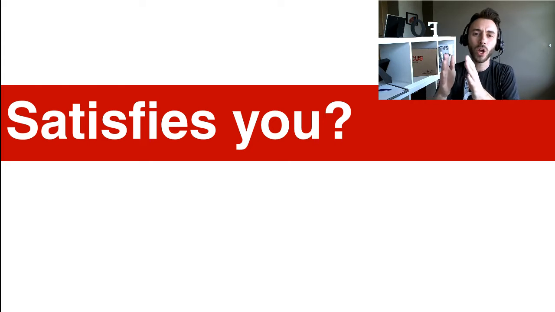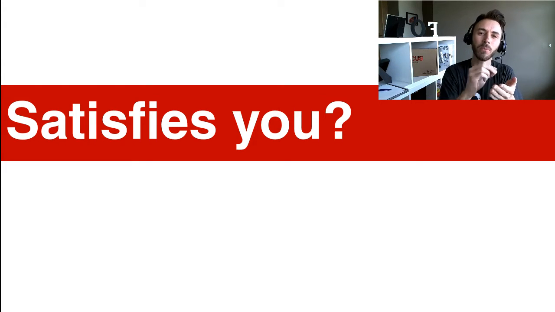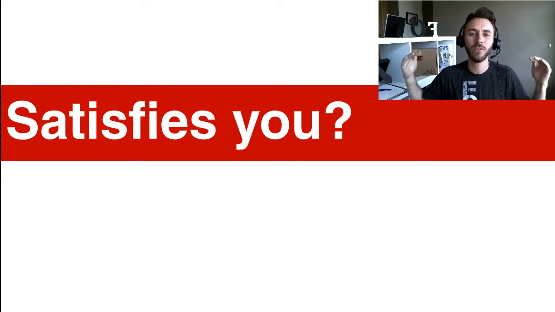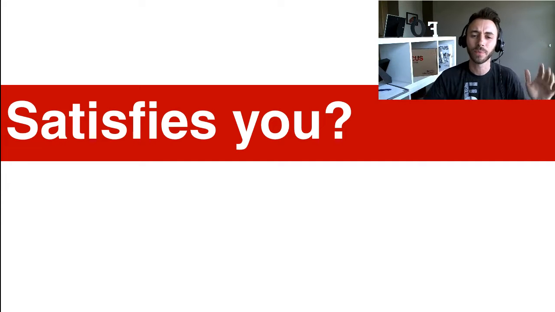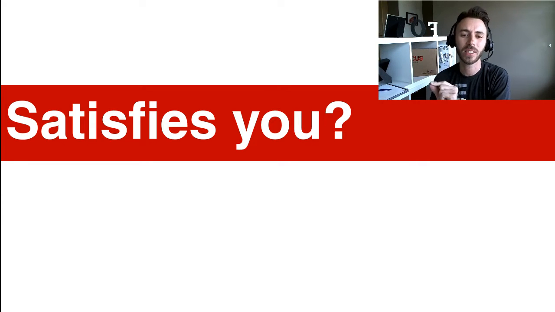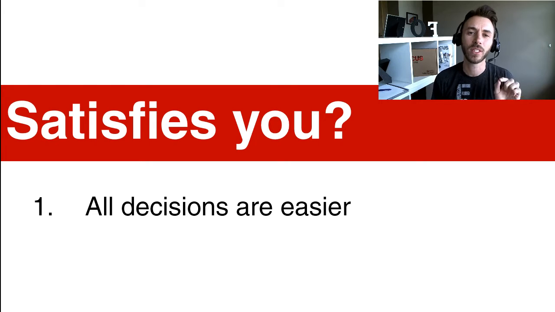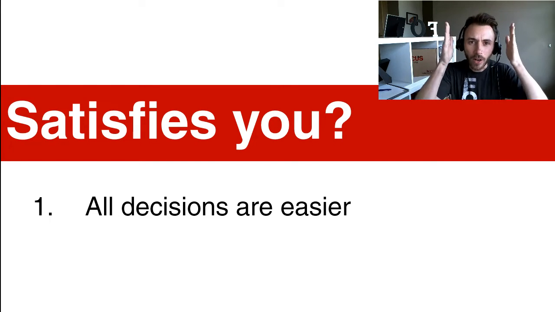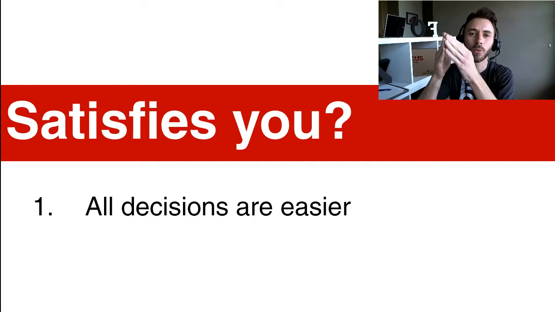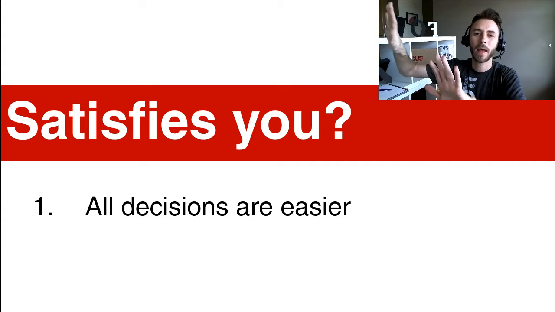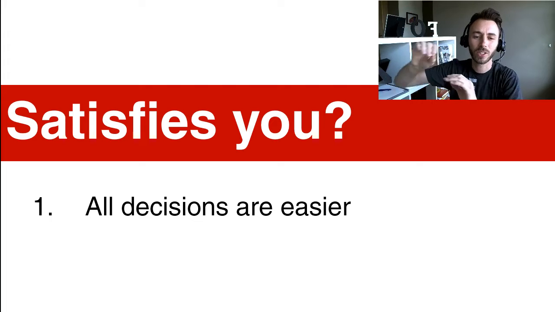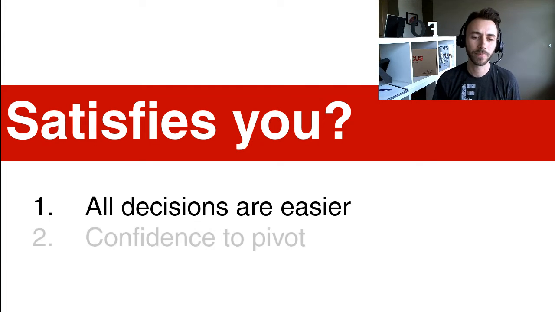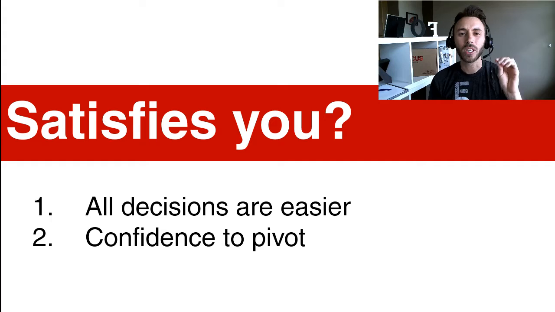And until you know what exactly is going to satisfy you, until you've defined that in a measurable way, you can't answer any of those questions accurately. And so you're bouncing around trying to figure out what you should do. So once we define what satisfies you, it's going to make all of your decisions easier. Whether you're on a startup team or a corporate team, having a shared, common, measurable goal for your startup that's irrespective of your actual product is going to make all of your decisions easier to make. It's also going to give you the confidence to pivot.